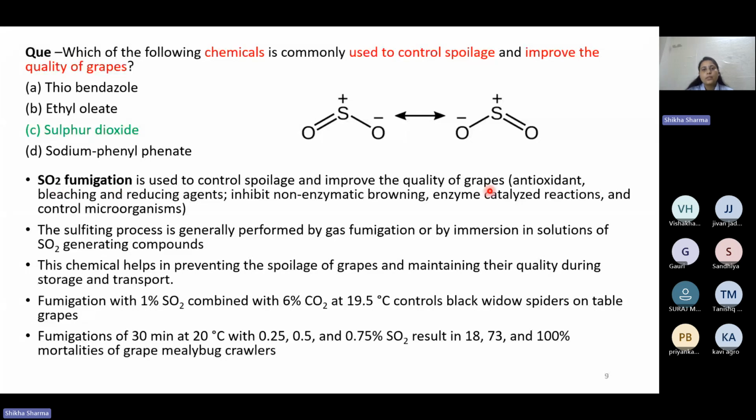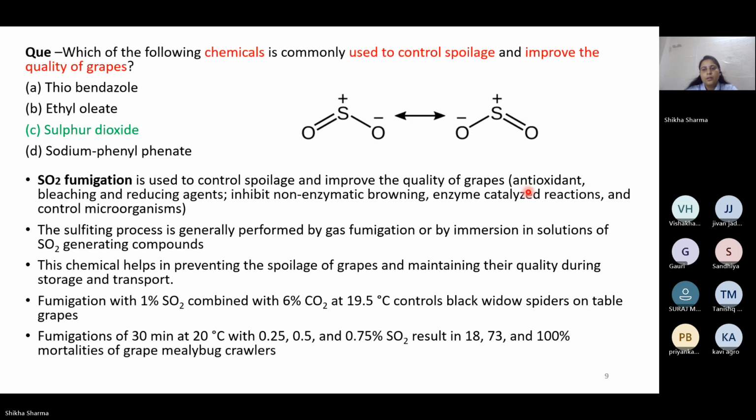So the structure of SO2 is like this: S double bond O on one side and S single bond O on the other. So it has positive and negative charges and it can go in conjugation. This bond can shift from the left side to the right side, so it can go in conjugation. So this is the molecule.